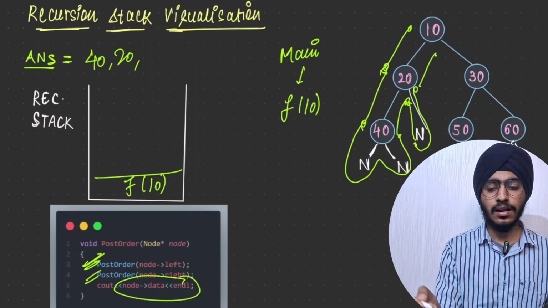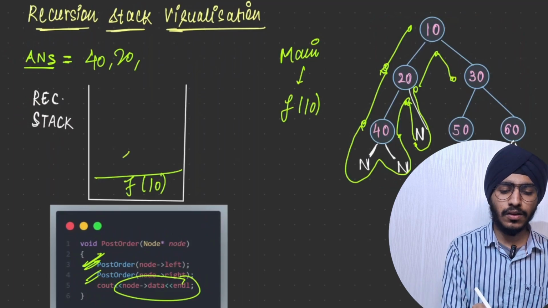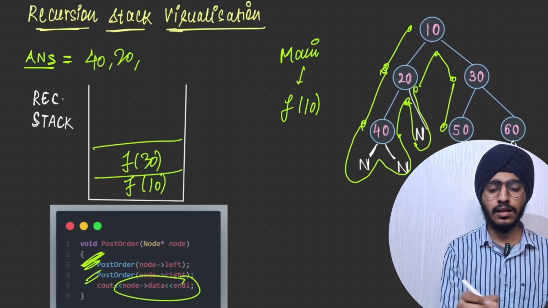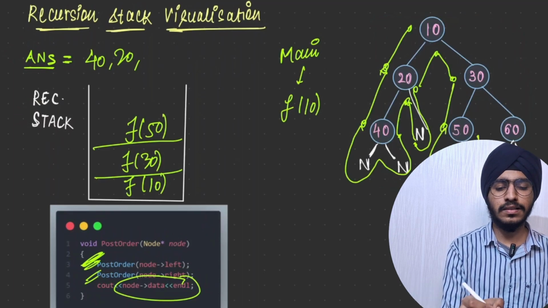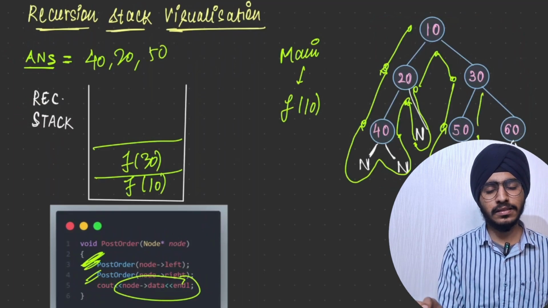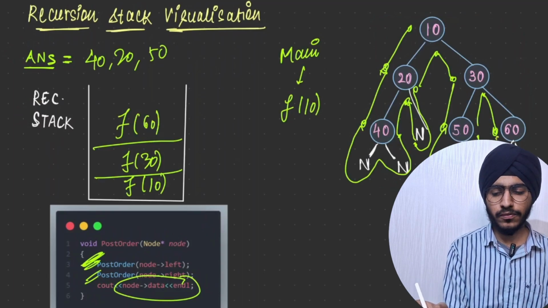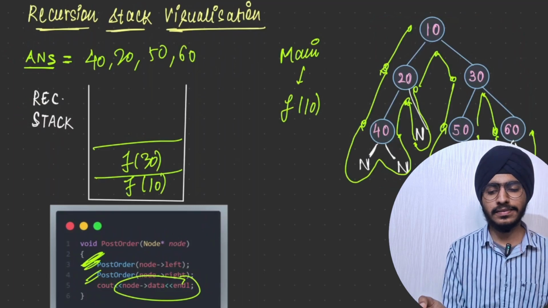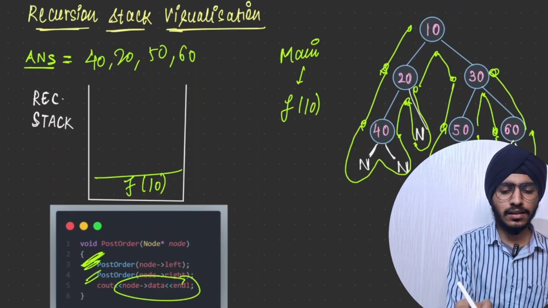Now we go to the 10. 10 will say since left is completed, now go to right. So we'll go to right. Now 30 will be pushed into the stack. 30 will say let's go to left. We will go to left 50, we will call the function of 50, 50 will say go to left, null, null, now 50 will say print me and pop it out from the stack. Now 30 will say left is completed, go to the right, function of 60. Now we will go to the left of 60, right of 60, come back to 60 and print it. Now we pop it out from the stack. 30 will say left is completed, right is also completed, pop it out and write the 30 here.